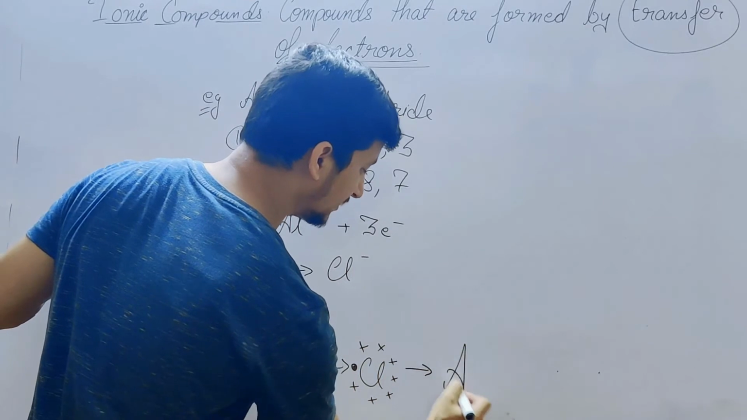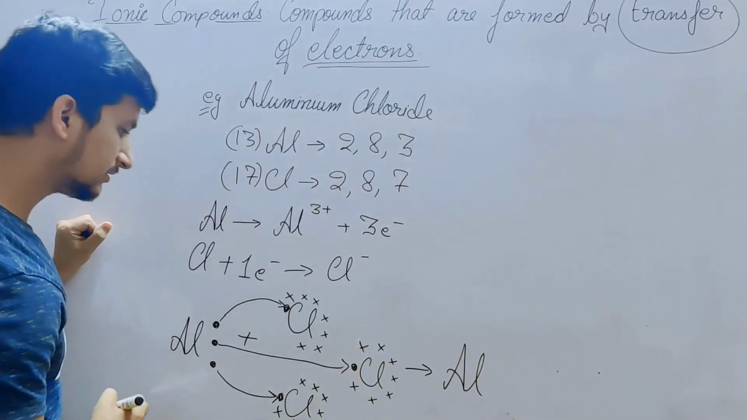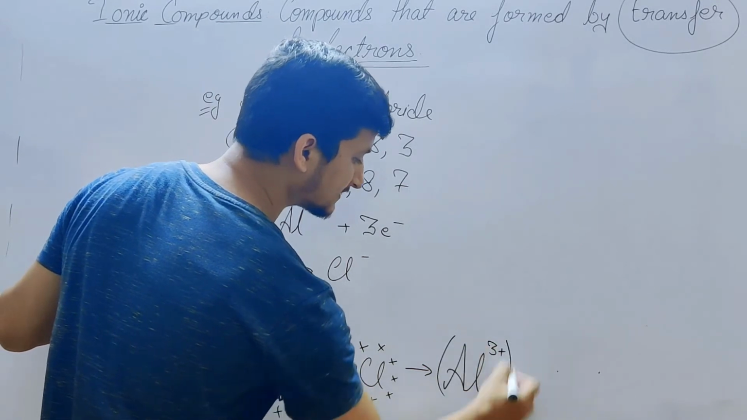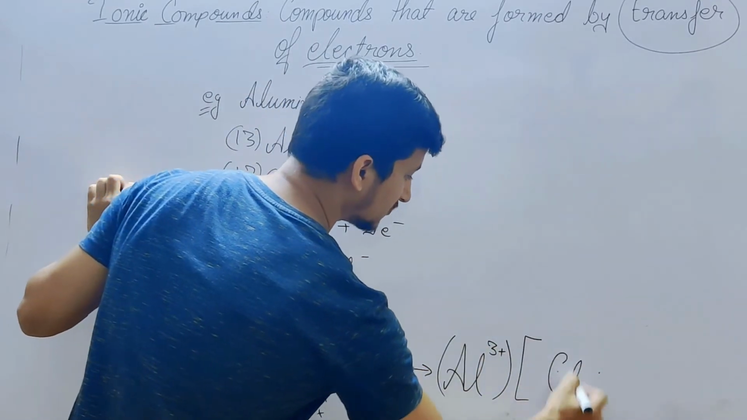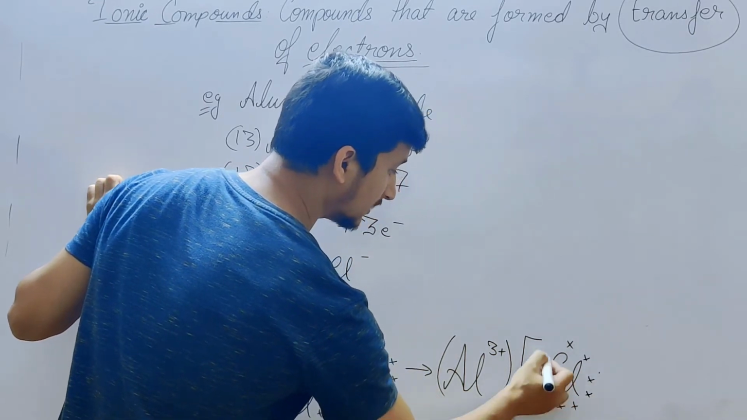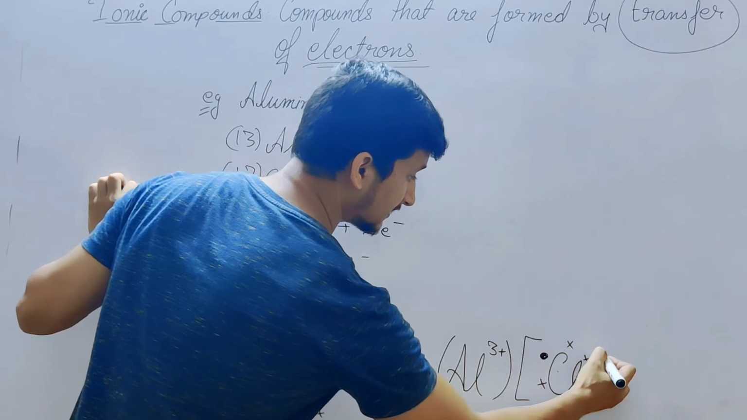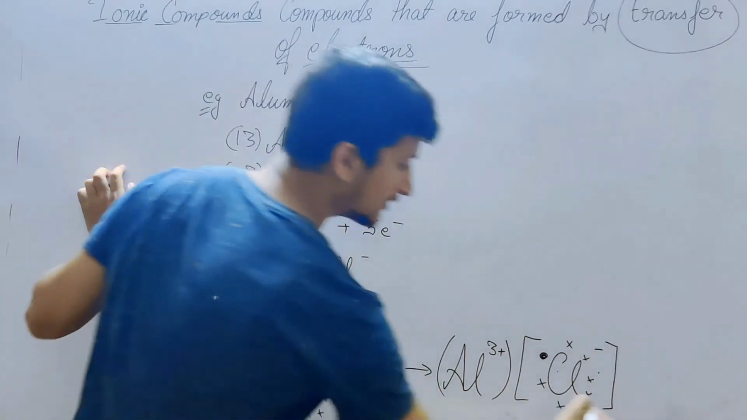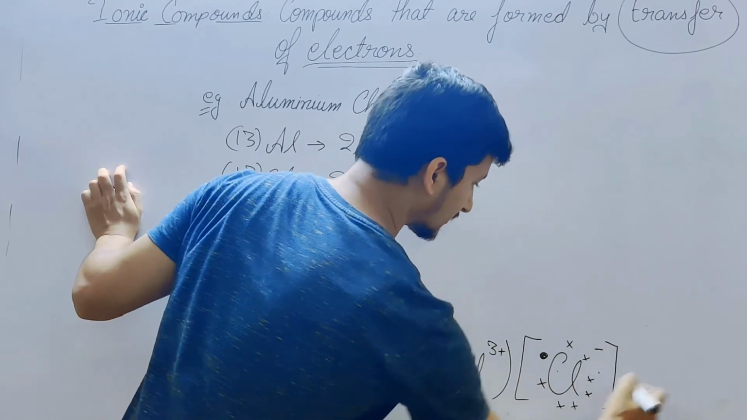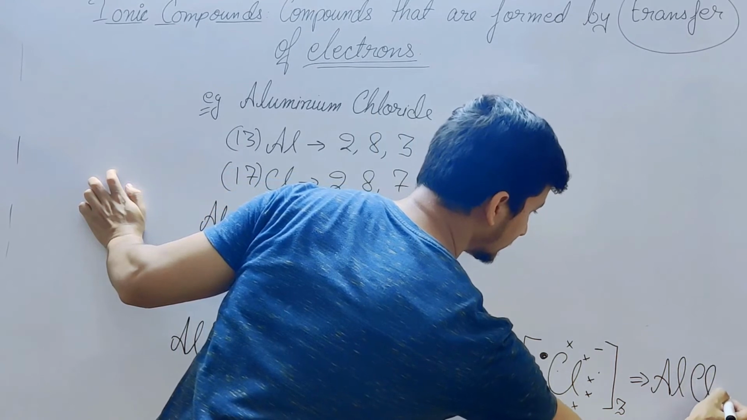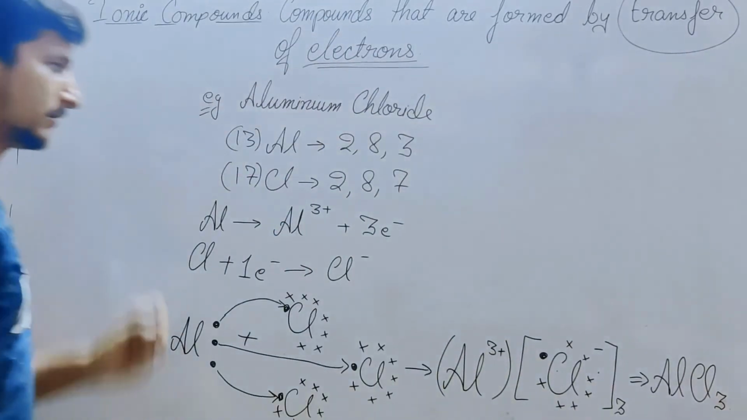So in this way, aluminium has lost 3 electrons, so aluminium will get a charge of 3 positive. Whereas chlorine, which was already having 7 electrons, needs only 1 more electron, so chlorine will get a negative charge. But as we are having 3 chlorine atoms here, so I will write 3. So in this way, aluminium chloride or AlCl3 is formed.